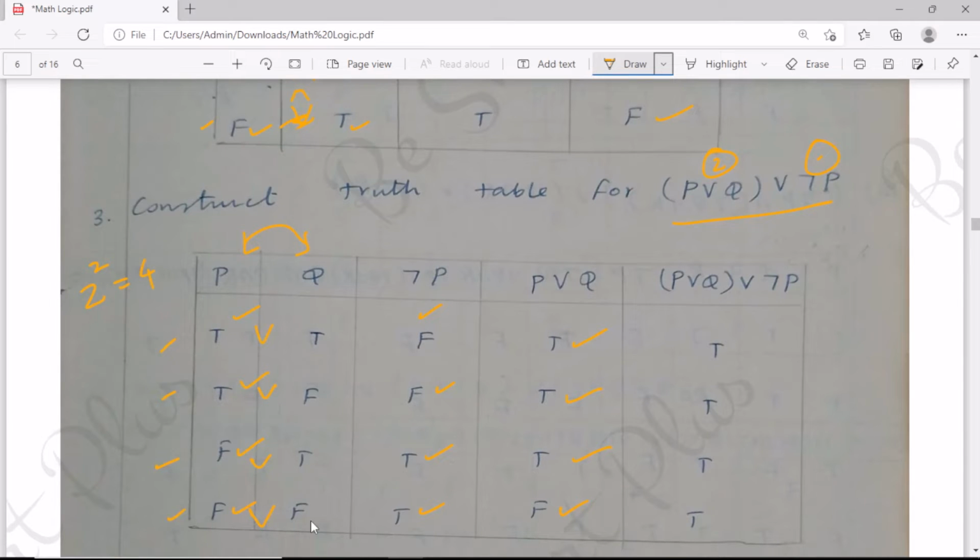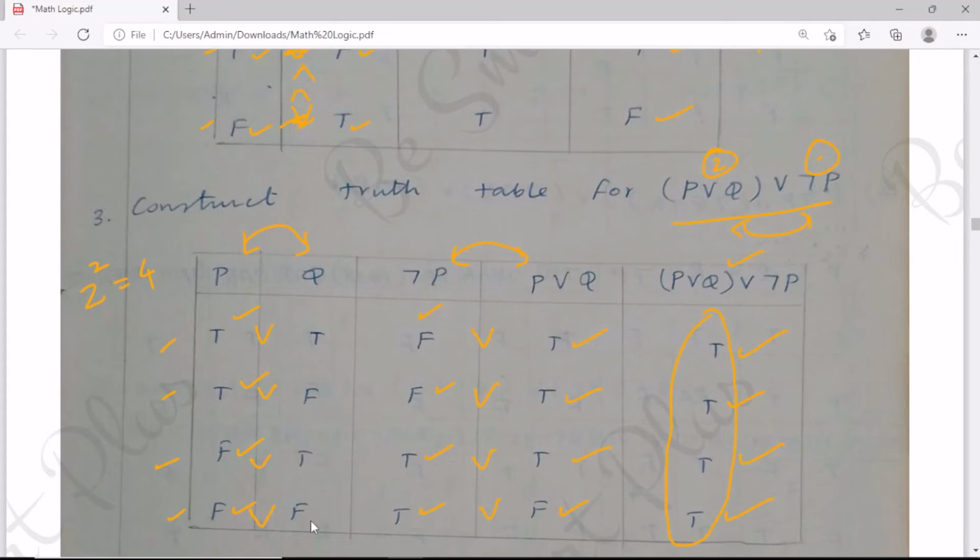Okay. Now what are we going to do next? We have to take the disjunction between these two. That is the last column. Now let me combine these two by disjunction, that is false or true, that is true, false or true, true, true or true, that is true, true or false, true. So finally we get the truth table values of all these, which is nothing but true only.